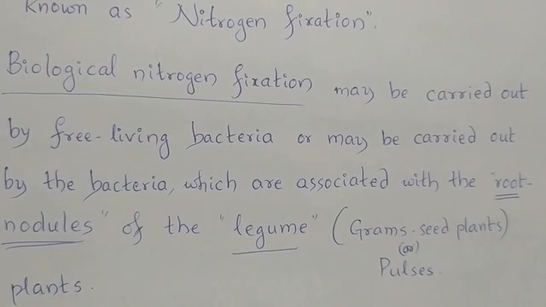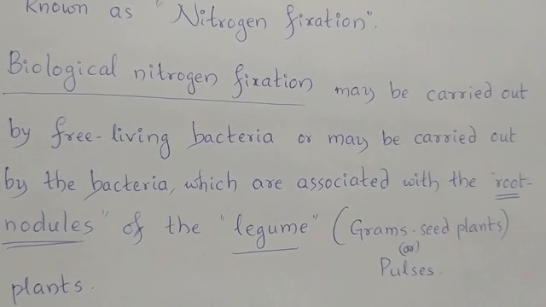What is biological nitrogen fixation? Conversion of atmospheric nitrogen into nitrates and nitrites by bacteria. This biological nitrogen fixation may be carried out by free living bacteria, or by bacteria that are associated with the roots of the higher plants.